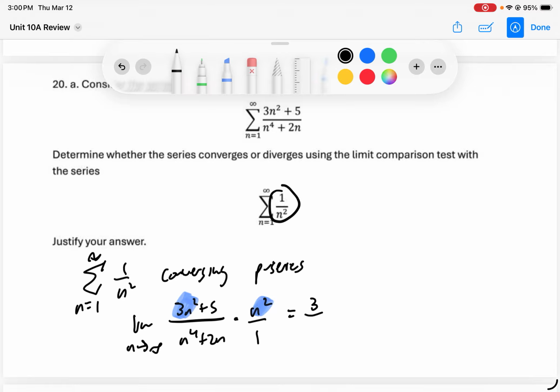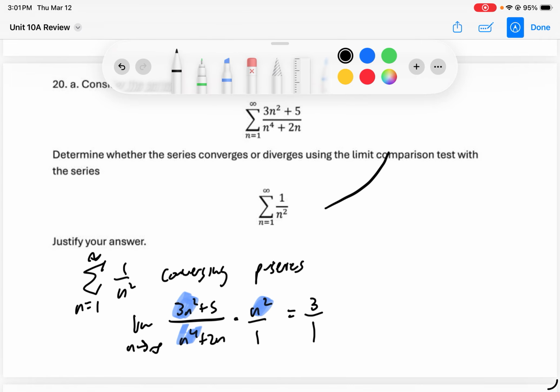So the biggest term down here is just n to the 4th with a 1 in front. Since 3 is a positive finite number, our series act the same. What I think about that is, if I divide one series by the other and the ratio starts to hone in on 3, then this would be 3 times bigger than that one, and they act the same.